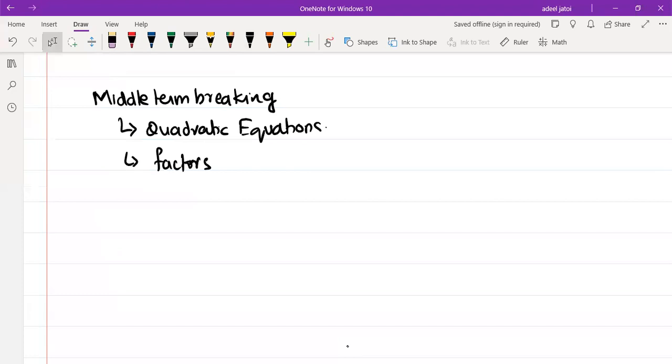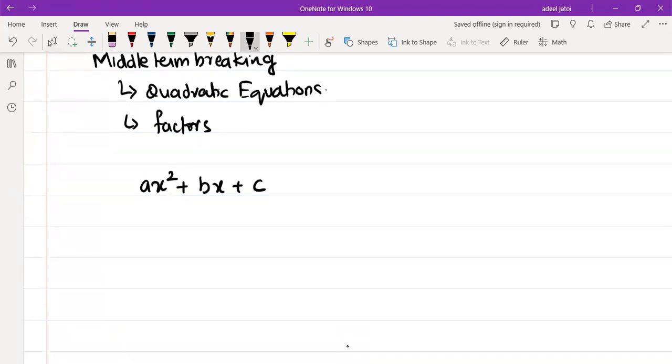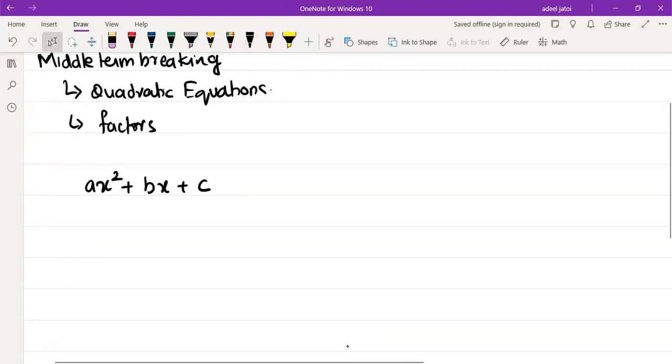Now, what do we mean by middle term breaking, or what do you mean by quadratic equation? We say ax squared plus bx plus c. This is the normal form of a quadratic expression, or this is known as a quadratic equation. Now, considering ax squared plus bx plus c, how do we middle term break?